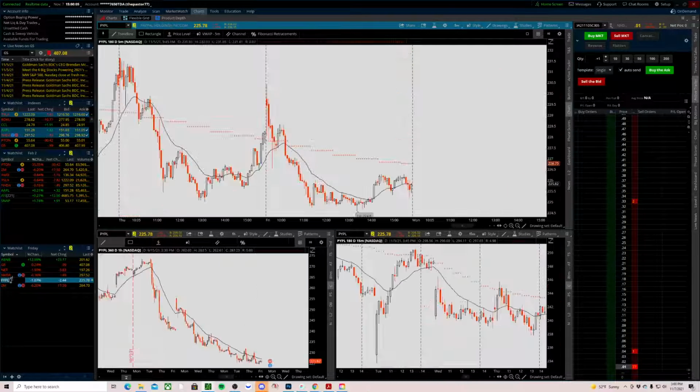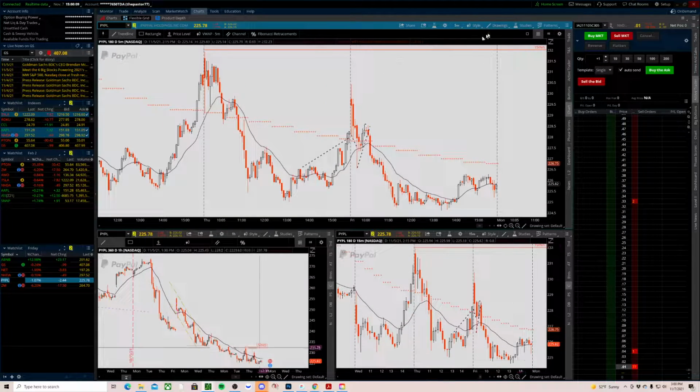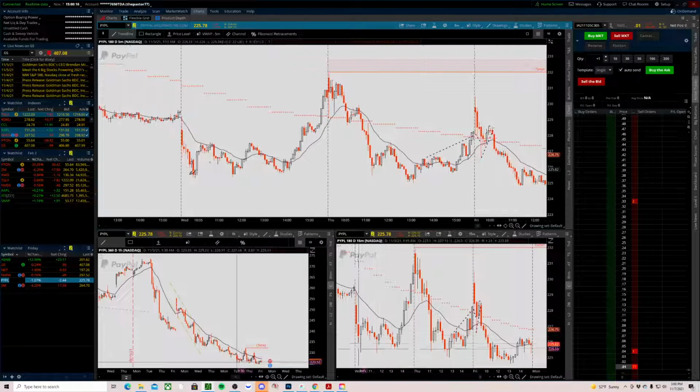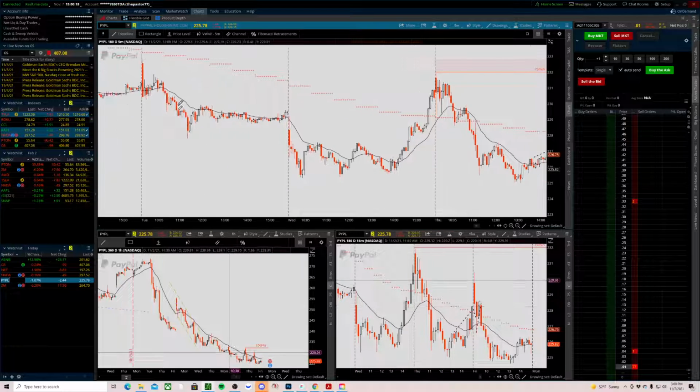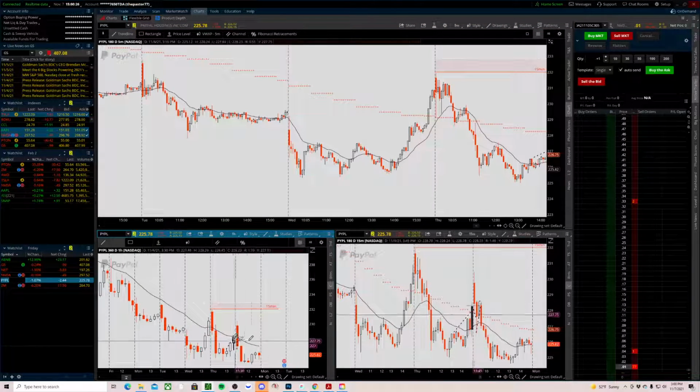And then finally PayPal. PayPal I did not take, but I wanted to talk about it because I created this supply area at the top here. I notice again we're in another trading range. So if you notice, we've been in a bear trend here, and then we kind of started trading sideways.